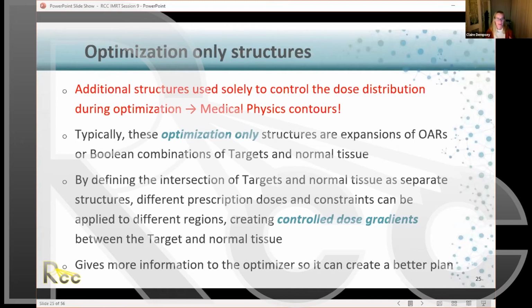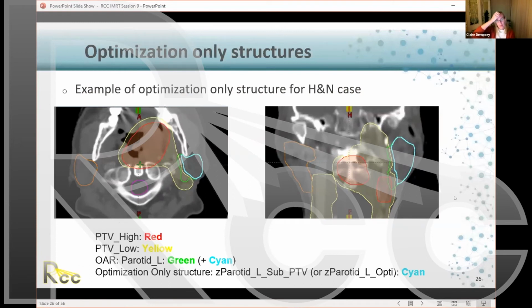So it's not only about keeping the dose as low as possible, but making the dose drop off around our PTV as steep and as uniform as possible, and also making the dose within our PTV as uniform as possible. So these structures give more information to our optimizer so that it can create a better plan for our individual patients. So this is just an example of what an optimization only structure could be.